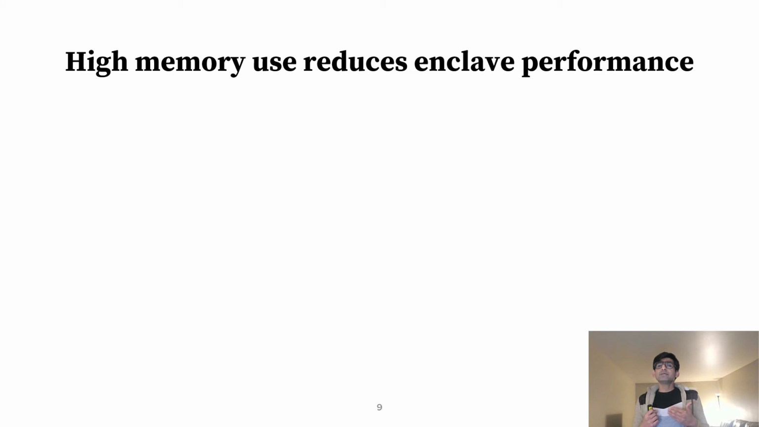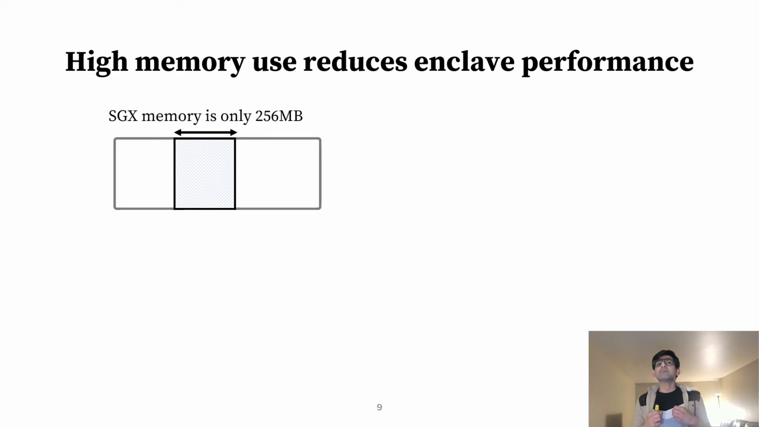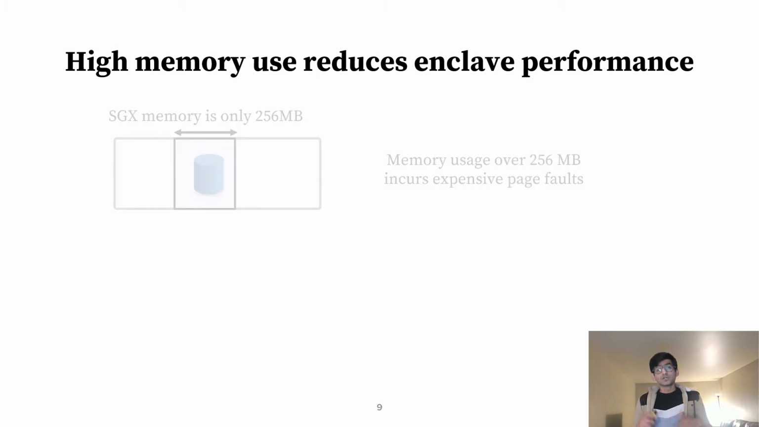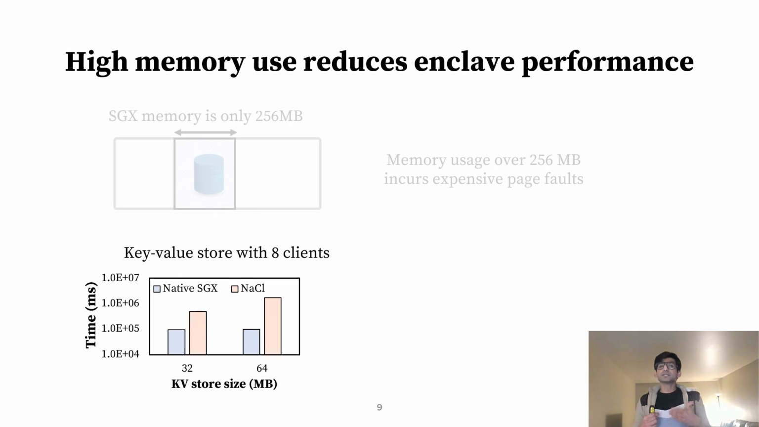So using a lot of memory is undesirable in all circumstances, but it is especially unacceptable when it comes to enclaves. The reason is that SGX enclaves have very limited memory, which is only 256 megabytes. So if you use more than 256 megabytes, the system will have a lot of expensive page faults, which reduce performance significantly. So we ran an experiment using a key value store with 8 different clients.